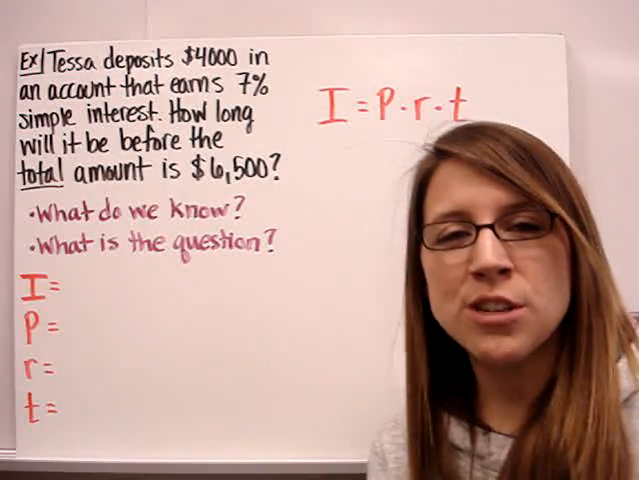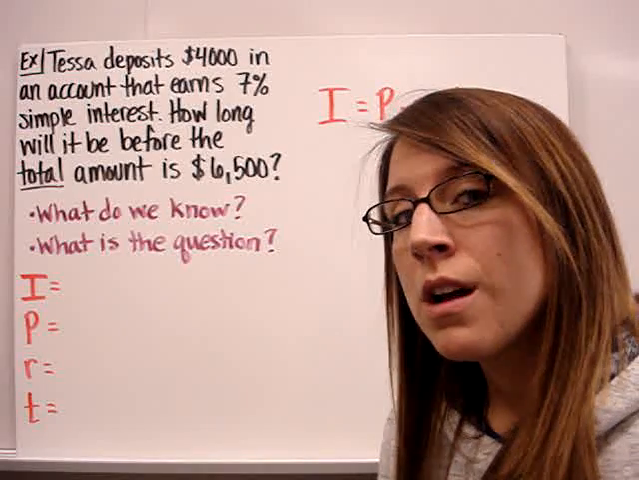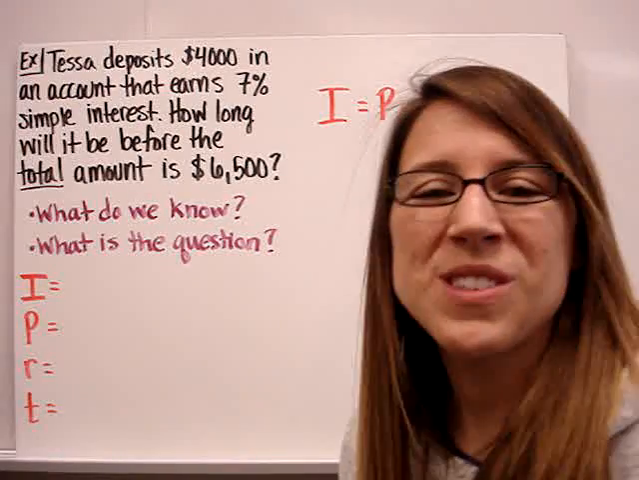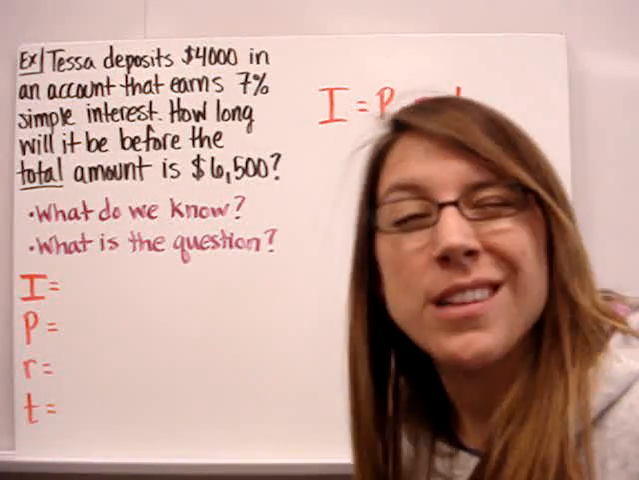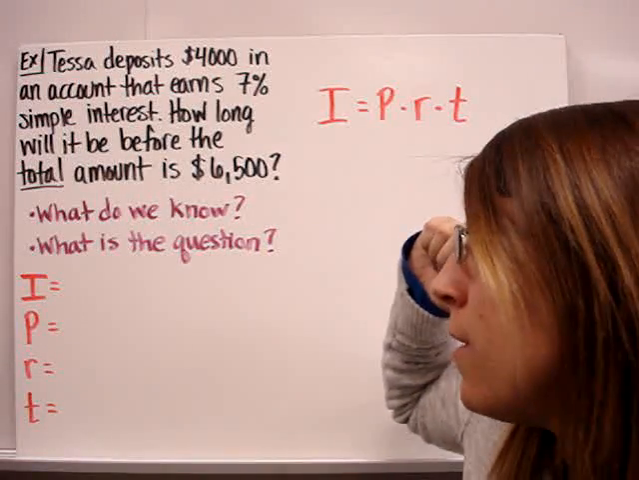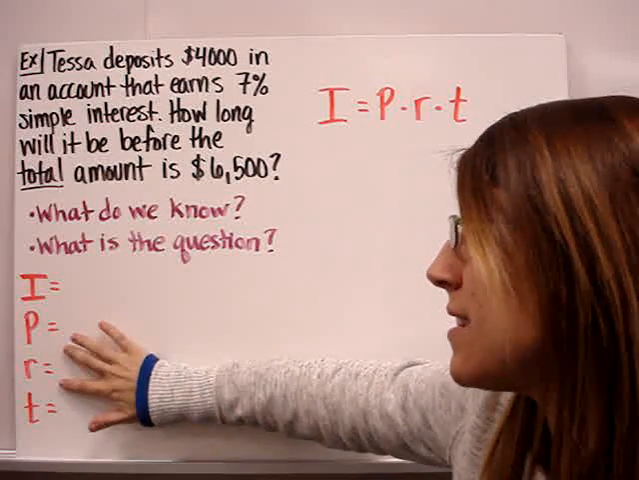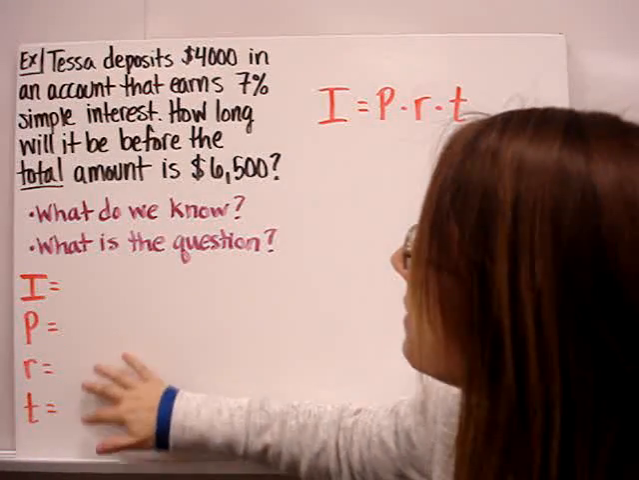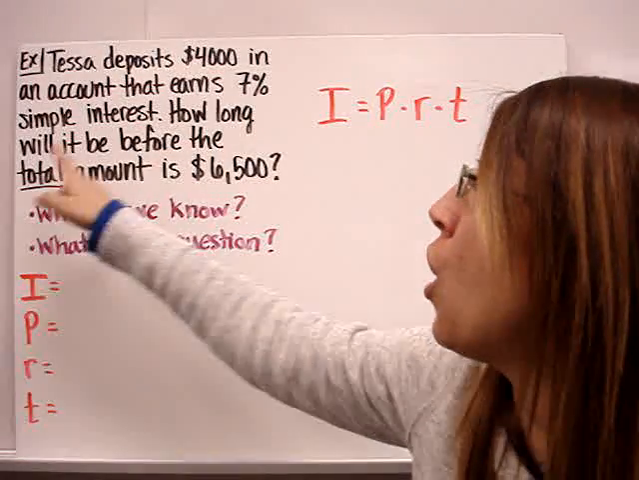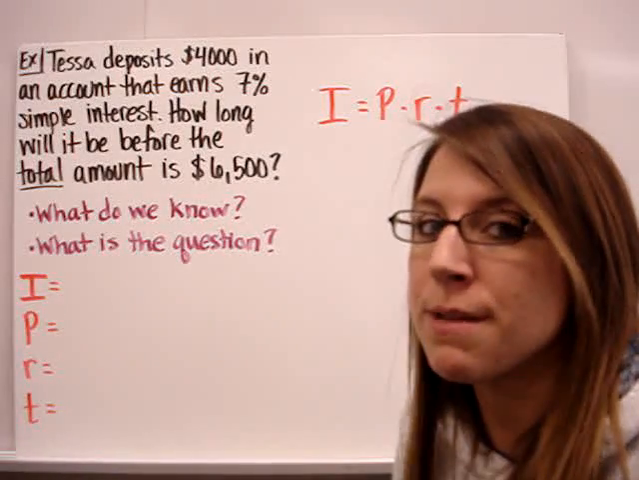When you're doing a simple interest problem, you need to ask yourself a couple of questions. What do I know? And what do I need? All right? And then also, what is the question that I'm answering? So what do I need is kind of the same thing. So I know that I need to find out what the interest is, what the principal is, what the interest rate is, and what the time is. Now, the question asks, how long will it be? So I'm guessing I'm going to be solving for time, but I'm not sure.